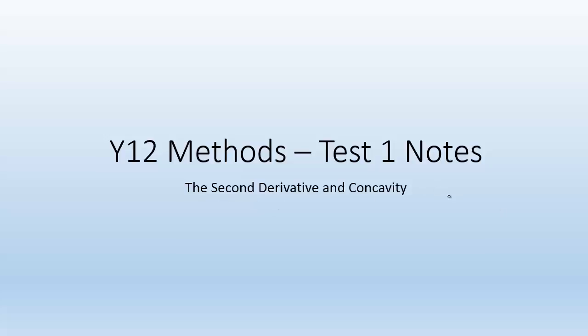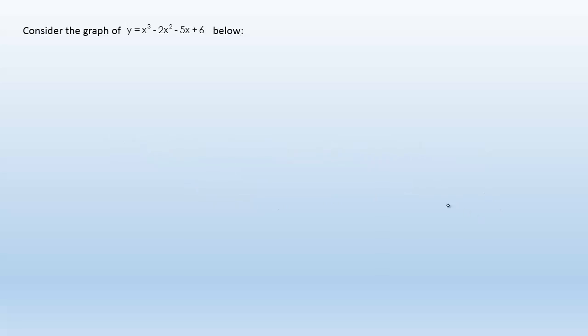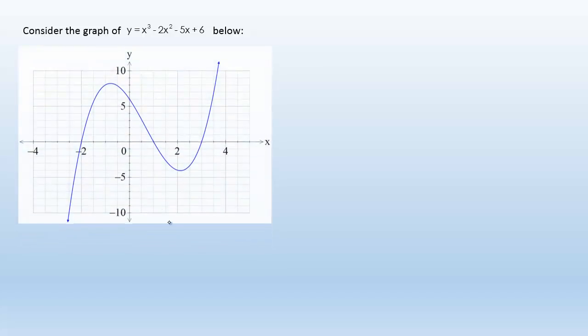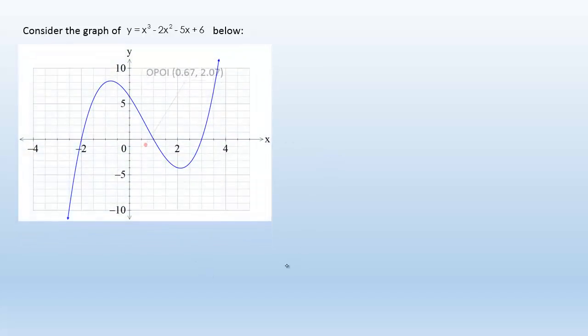The second derivative and concavity. Consider the graph of y = x³ − 2x² − 5x + 6, shown below. There's an oblique point of inflection here at (0.67, 2.07). I believe that this one's exactly 2/3, but we just rounded it.